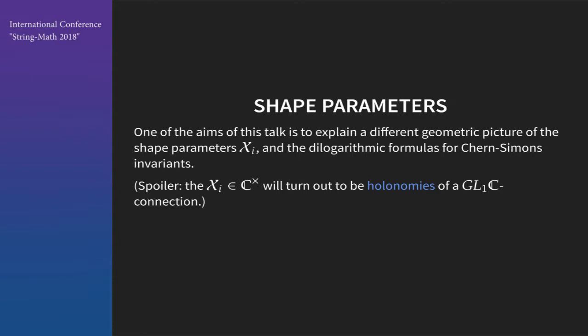Yeah, so one of the aims of this talk is to explain a sort of alternative geometric picture of these xi, which hopefully makes it obvious why they're there, and also why there's this dilogarithmic formula. And so the spoiler is that we're going to reduce everything to GL1 Chern-Simons, and then in the GL1 Chern-Simons theory, these parameters will be just literally the holonomies of some GL1 connection.